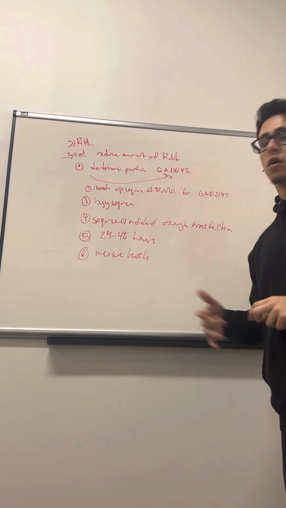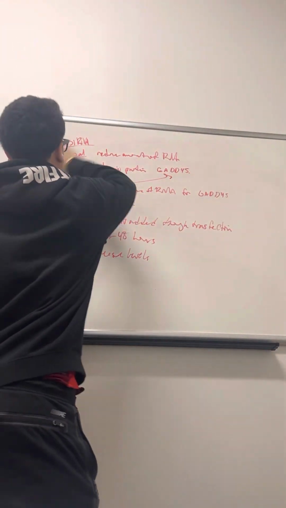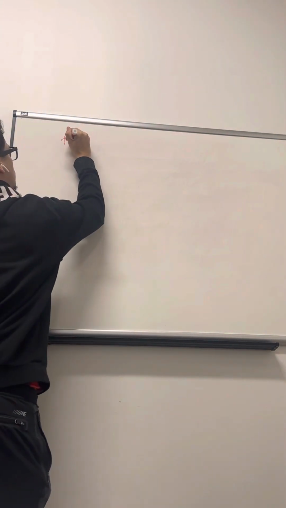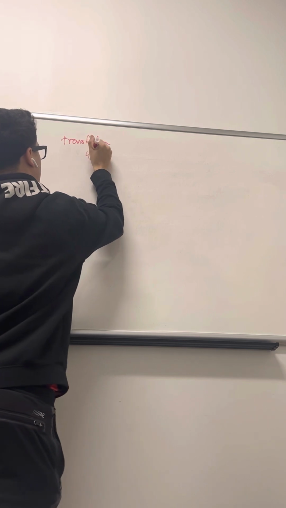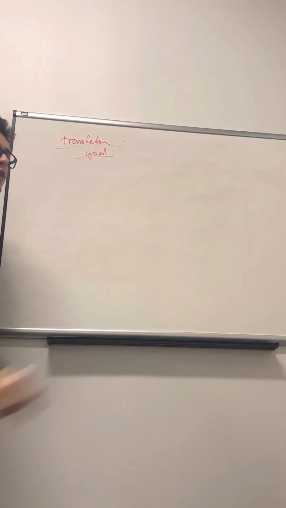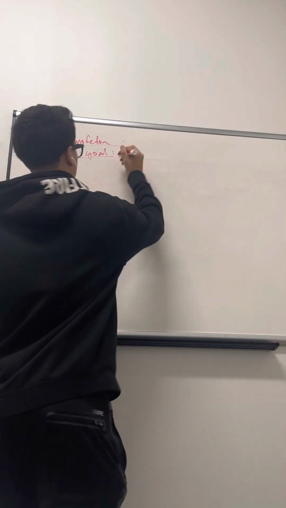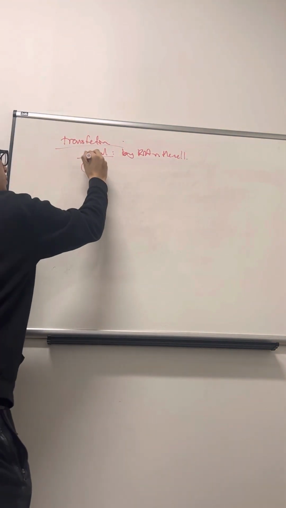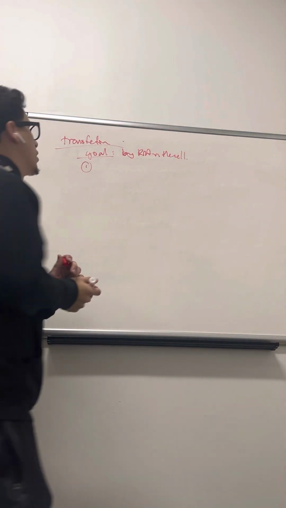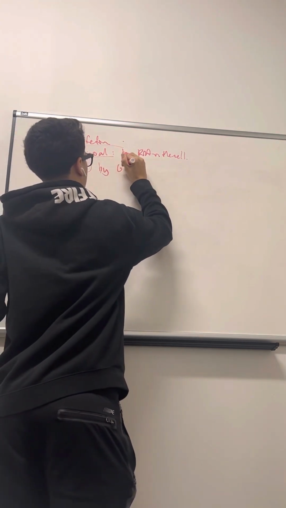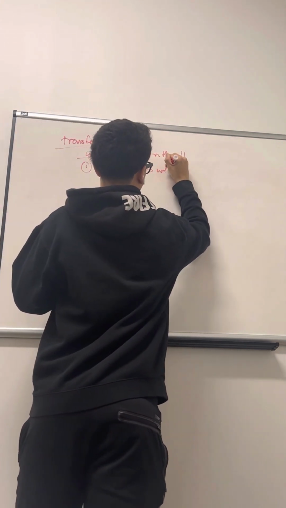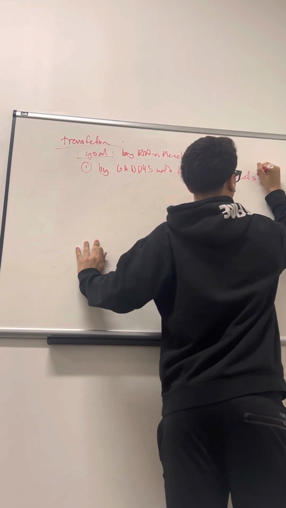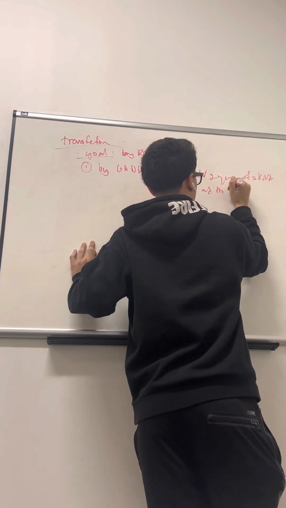We're gonna keep going with the second experiment, which is transfection. The goal of transfection is to bring the RNA into the cell. So the first step of transfection is to buy the G8045 with the control sequence of siRNA and the siRNA.